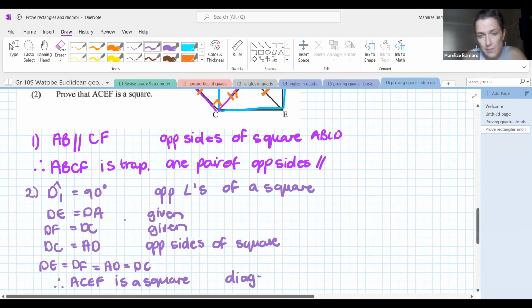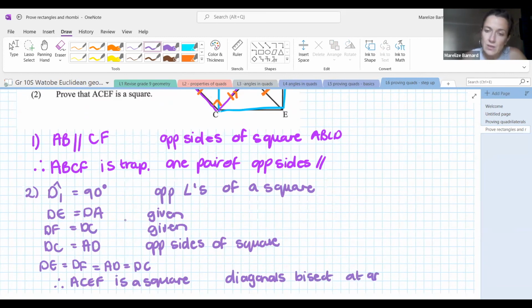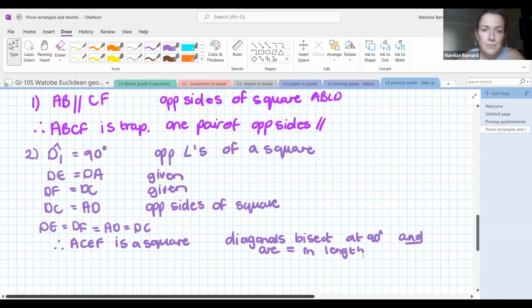Diagonals bisect at 90 degrees and are equal in length. Okay. If you have a question, raise your hand, put it in the chat. Let's see.